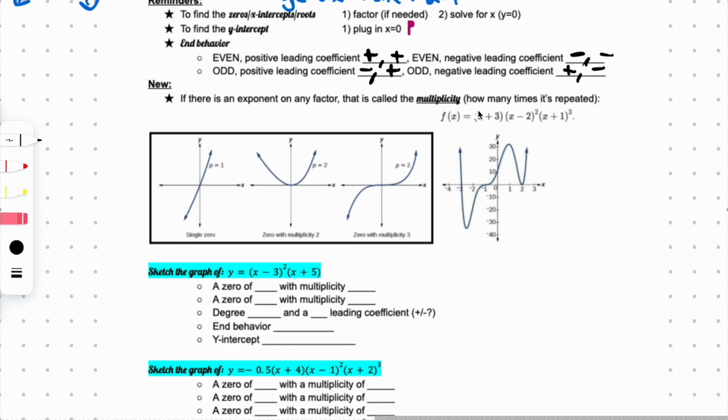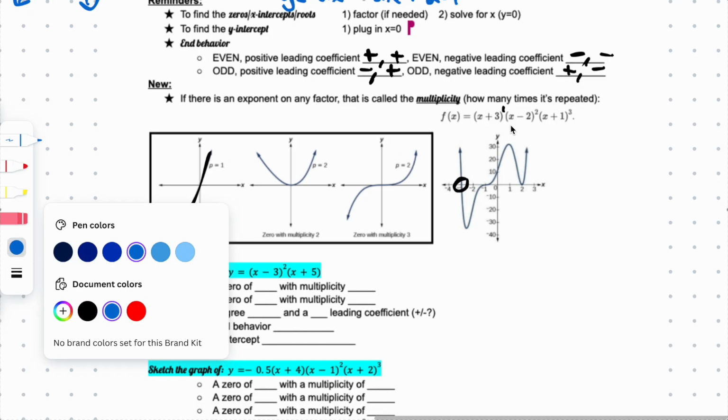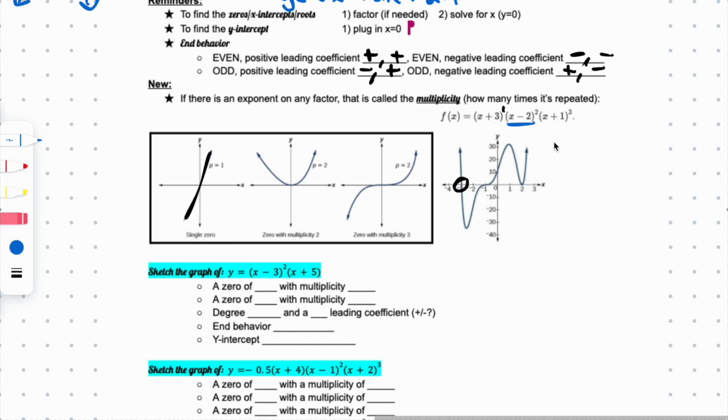So for example, when we just have it to the first power, which we have right here in this first parentheses, we're just going to go straight through, something like this, okay? And we see that here, right? For -3, we just go straight through it. But for something like this second parentheses, where we have x minus 2 squared, we're going to bounce. So here, we bounce off the x-axis. So we look for 2 here. Notice that we bounce.